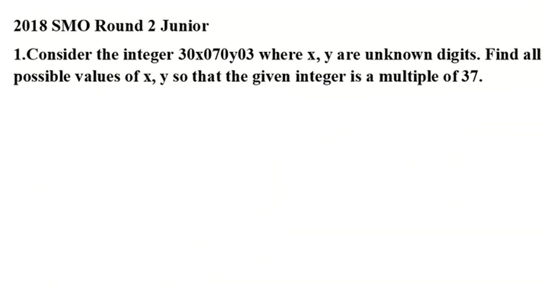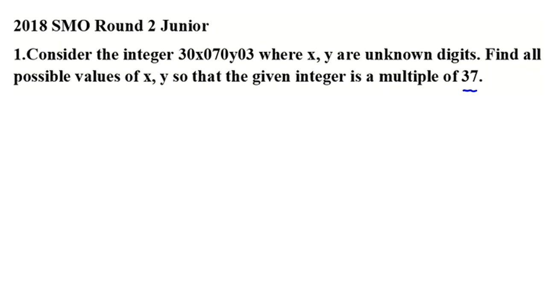This problem is from the SMO, Singapore Mathematical Olympiad, Round 2, Junior Section, 2018, problem number 1. Consider the integer 30x070y03, where x, y are unknown digits. Find all possible values of x, y so that the given integer is a multiple of 37.